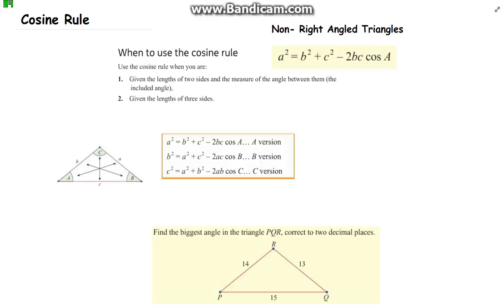So we're going to look at finding or using the cosine rule in trigonometry. So we use the cosine rule when they're non-right angle triangles.